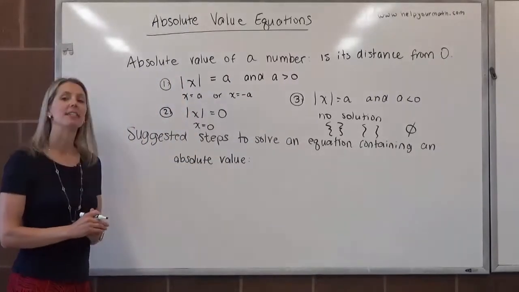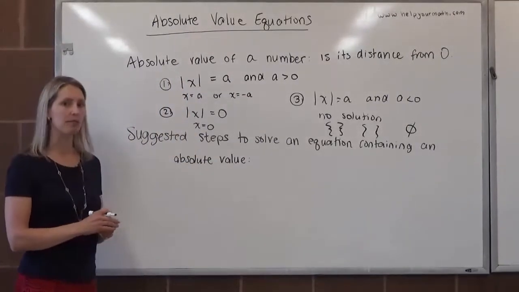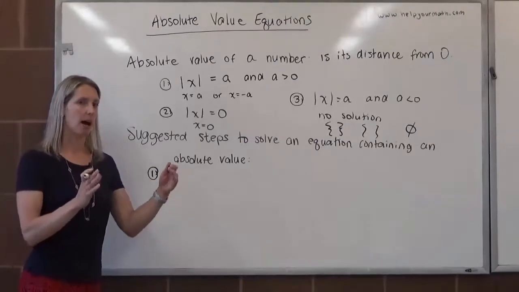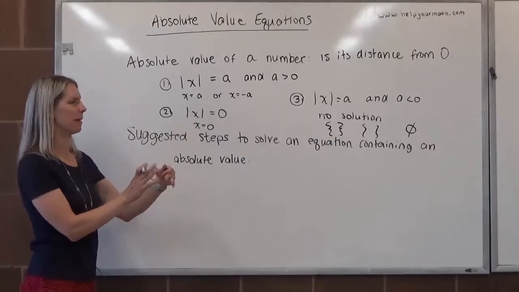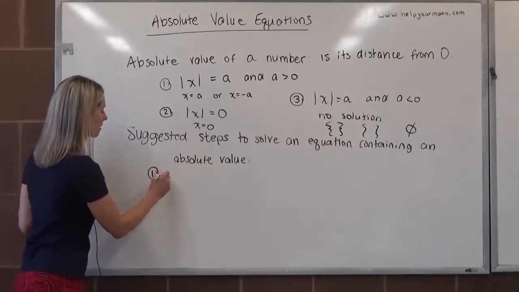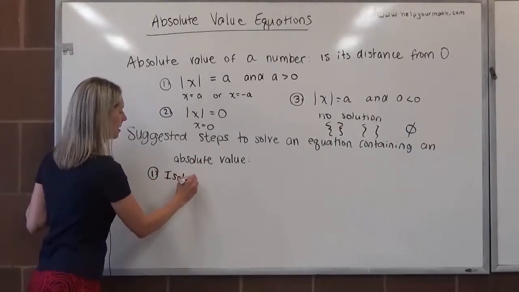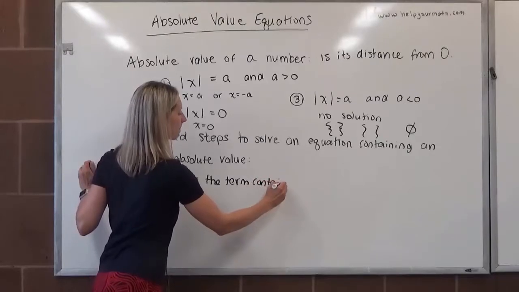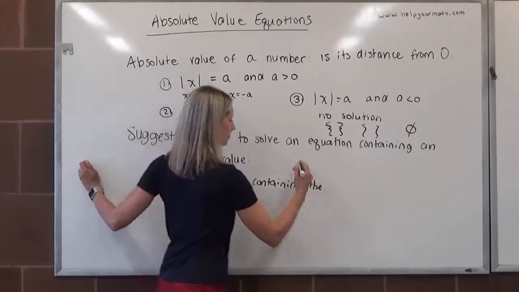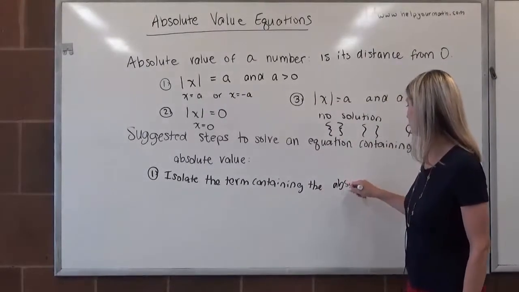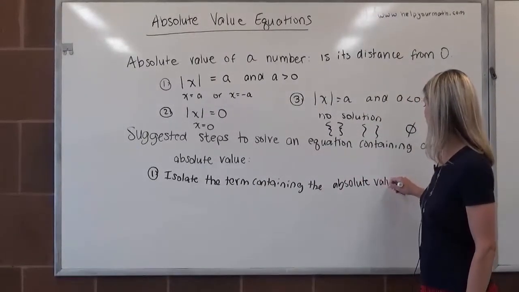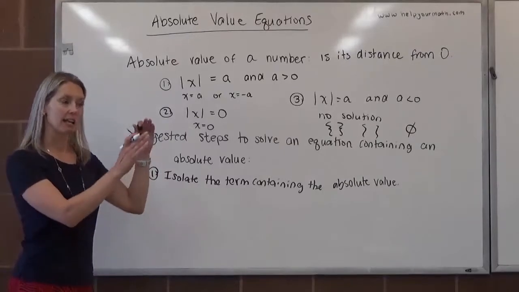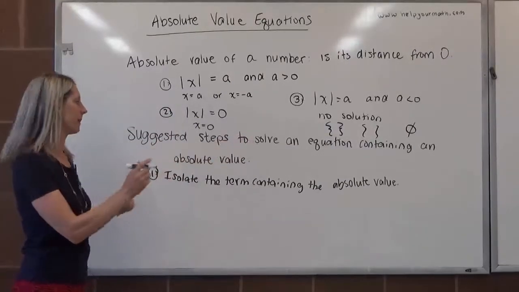Now I do want to talk about the suggested steps for solving an equation that contains an absolute value. Step 1 is you want to isolate the absolute value, the expression within the absolute value. We want to isolate the absolute value term. So first, isolate the term containing the absolute value. So if there's something being added or subtracted to it, move it to the other side. Treat the absolute value bars like a variable itself and move everything away from it.